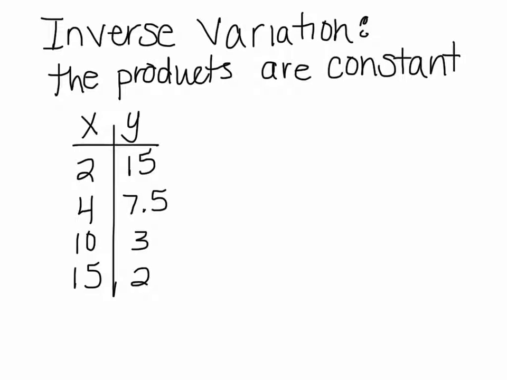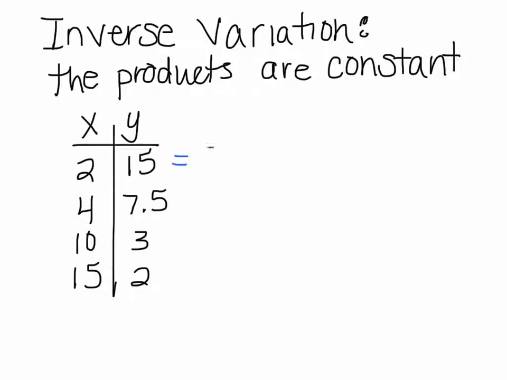In the last section, we talked about a direct variation, and a direct variation was y over x. When the y over x of every point stayed constant, then it was a direct variation. It was our slope. Inverse variation, the definition is the products are constant. So instead of taking y over x, we're going to multiply the two.